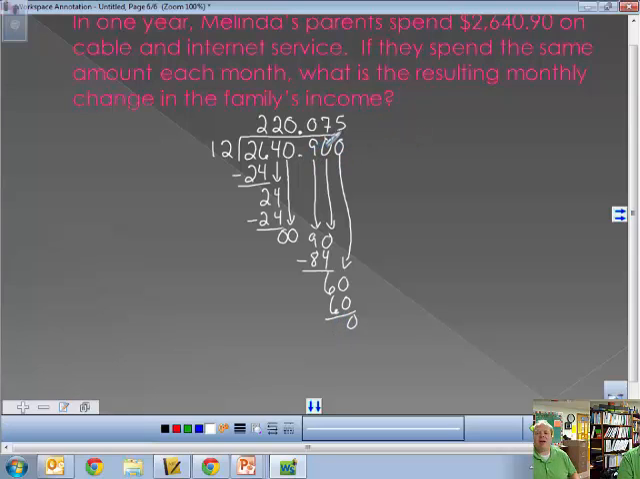Now, is this a correct dollar amount? You should answer that it is not, because I don't have thousandths in decimal places in dollars. I simply have it going to the hundredths. So if I rewrite this as $220.075, now I'm going to have to round. I look at the 5. The 5 is 5 or more, so that tells me I have to go up. So I'm going to have 8 cents here. So $220.08 is what is going to be charged to the family every month.